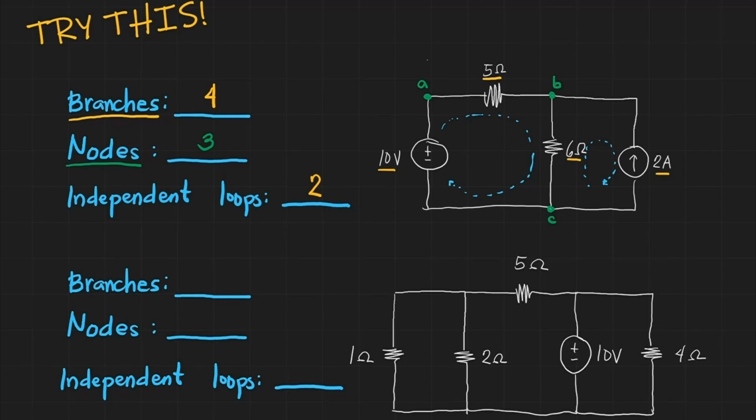Okay, now for the second network, we will just follow the same procedure. We have 5 branches. For the number of nodes, we can identify 3, 2 at the top and one at the bottom. And finally, for the number of loops, we can easily see that it has 3 loops. Okay, so I hope that you got it right. Now we are ready to proceed since we can identify the number of branches, nodes, and independent loops. In the next part of this video, we will use KVL and KCL in order to analyze the circuit. Okay, so see you at the discussion on Kirchhoff's voltage law.